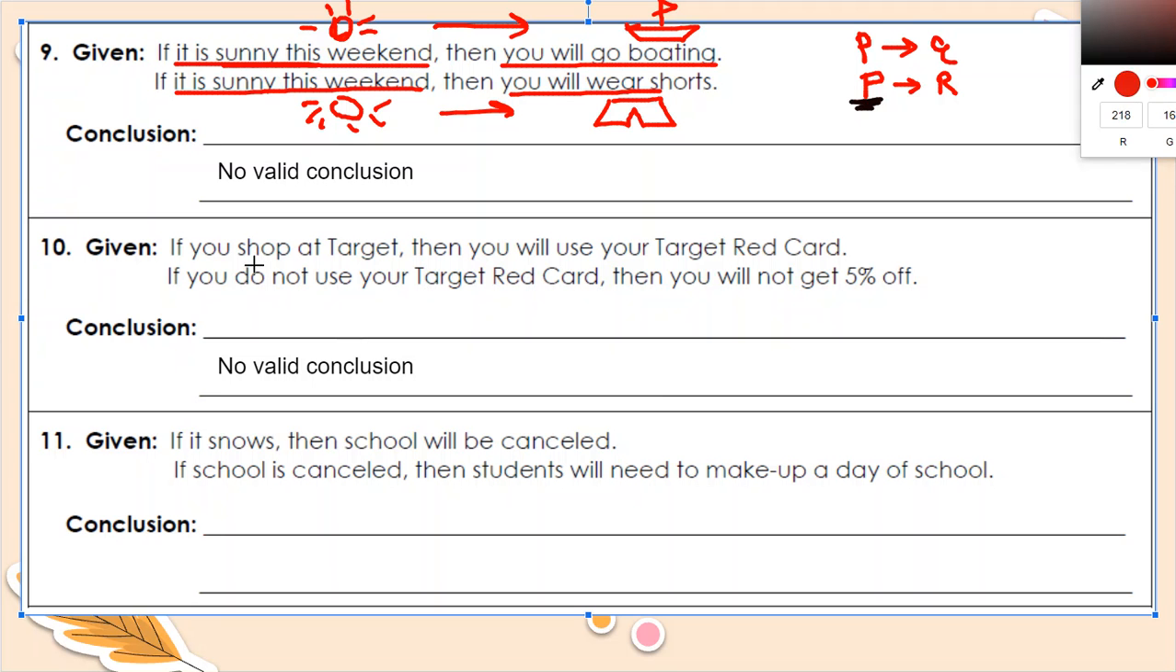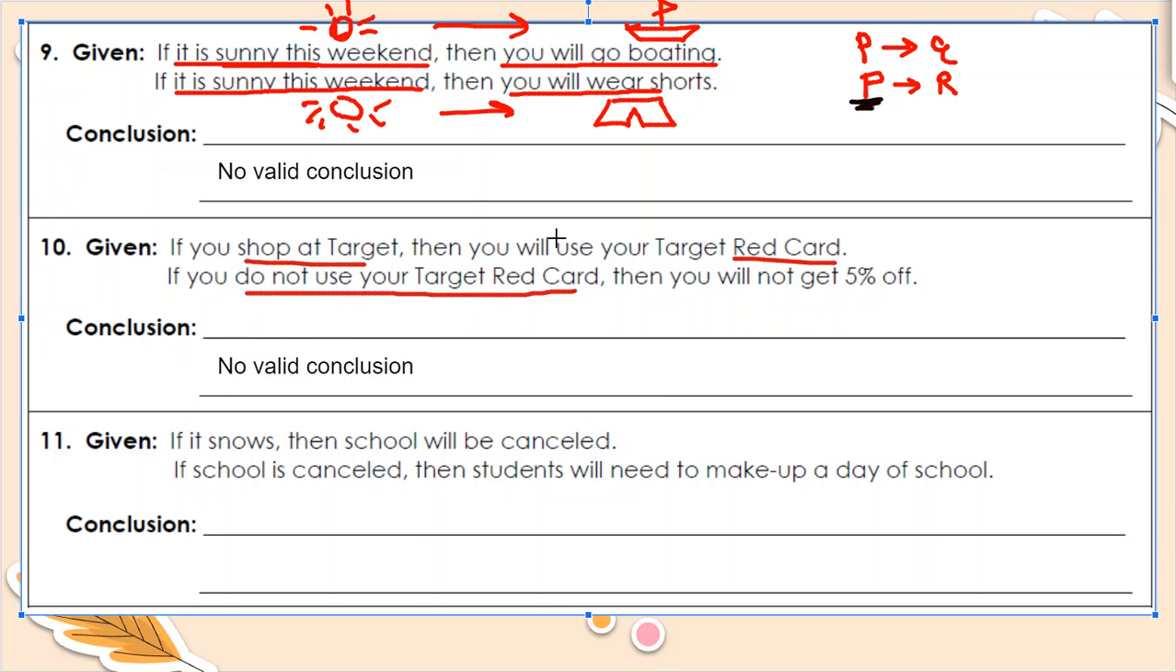Because it says if you shop at Target, then you'll use your red card. Okay? Do not use your red card. So this is actually not Q, right? They did use a Q, but they negated it. So instead of being use your Target red card, it is not use your Target red card, not Q. Since we did not have a valid Q there, we can draw no valid conclusion.